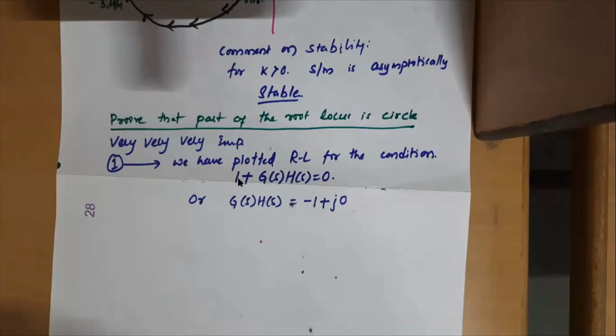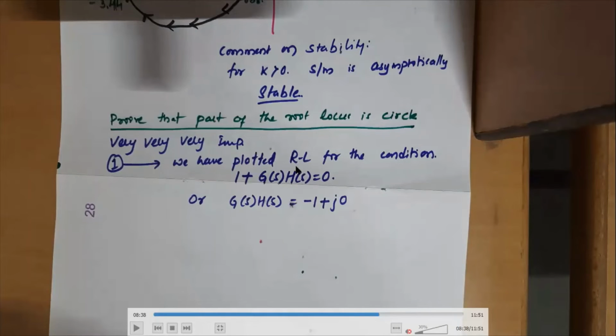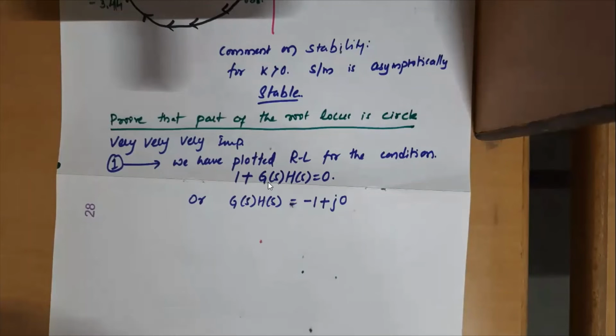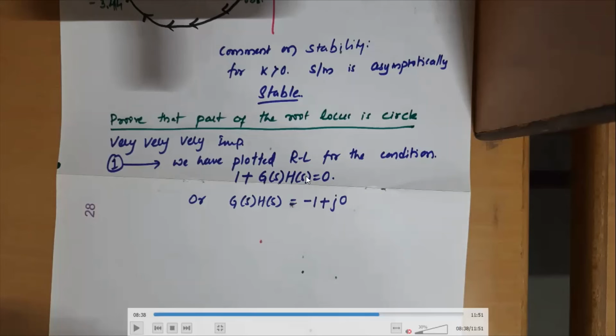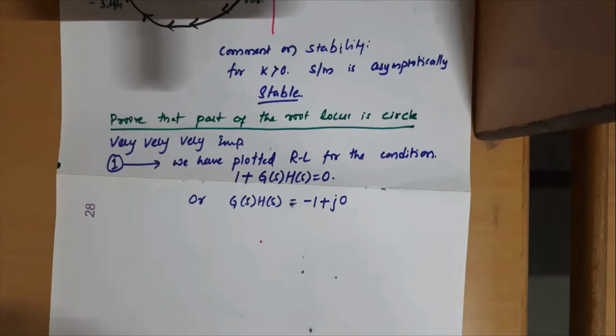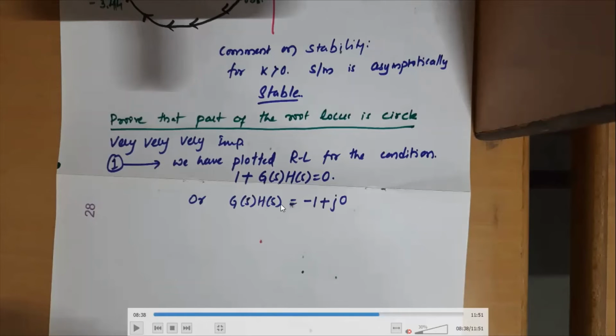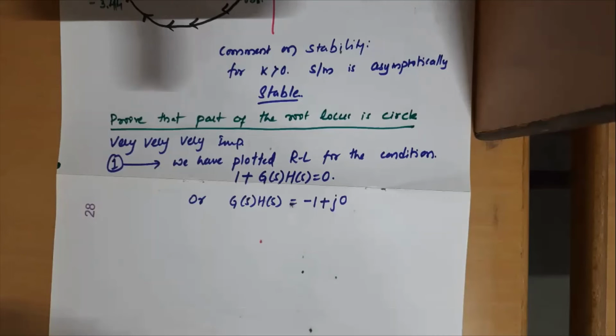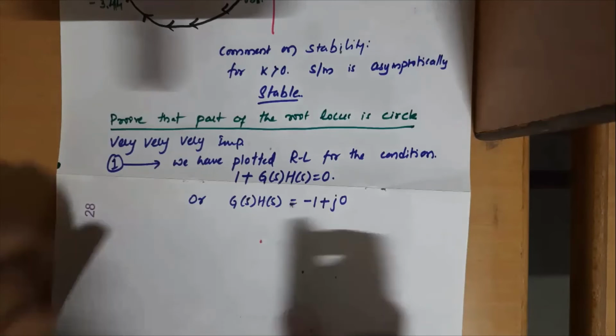So what is 1 plus g of s h of s equal to 0? The conceptual meaning of this equation is any point on the root locus will satisfy this equation. Or any point on the root locus will also satisfy this complete expression. Fine. So plus j0 is to show that there is no imaginary term in the equation. Simple algebra.